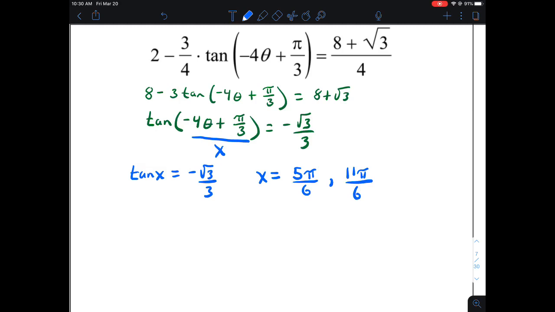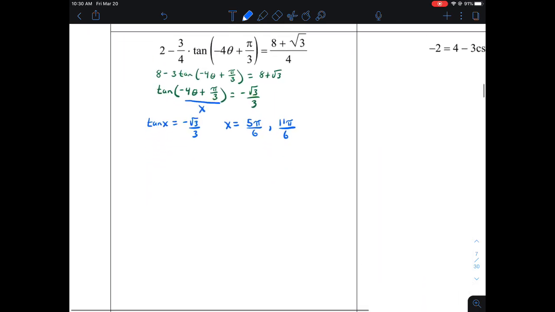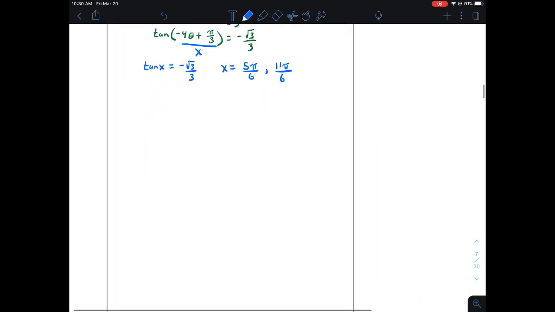Now, I'm not done. Those are just the values that tangent has to be applied to. Now, these problems take up some room when I'm working my way through solving, and so I'm going to scroll down here some. I'm going to start with 5 pi over 6.